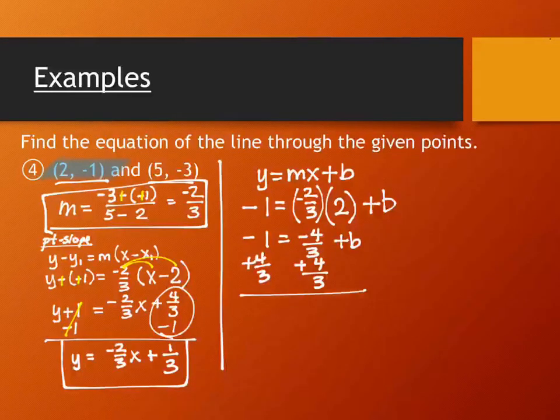I still need a common denominator. You might be feeling like, well, didn't we just do all this? Yeah, you're just doing it in a different pattern and a different order, right? All the steps still have to be there pretty much. So I do need to change this into 3/3 in order for this to work. So I have -3/3 and +4/3, which makes 1/3. And then I can write my equation. It's y equals, m was -2/3, times x, plus b, which is 1/3.